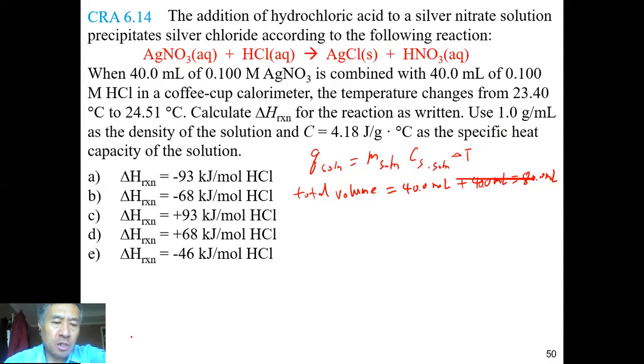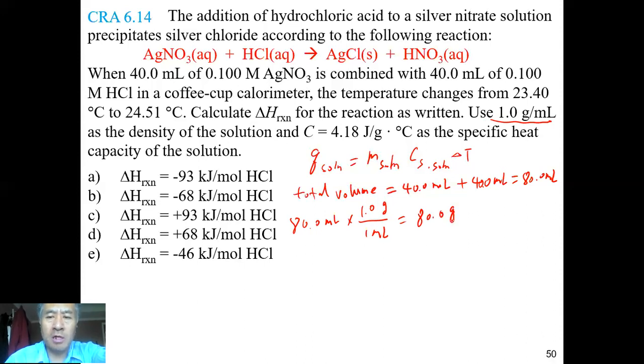We are told we can use density equals 1.0 gram per milliliter. So we can use 80.0 milliliters times this conversion fraction, where the given is density, 1.0 gram per milliliter, and we get 80.0 grams of solution. So now we have the mass of solution. Next, let's see what delta T is. Delta T equals final temperature Tf minus initial temperature Ti. The final temperature is 24.51 degrees Celsius and the initial temperature is 23.40 degrees Celsius. Therefore, we get 1.11 degrees Celsius.